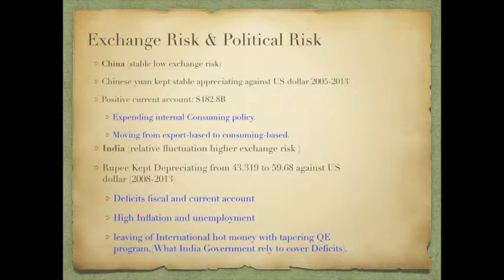And on the other hand, since India's government is relying on international hot money to cover the fiscal account deficit and current account deficit, with a tapering QE program and the leaving of the international hot money, the deficits of the fiscal account and current account will become a growth problem in the future of India. And also on account of the high inflation rate and unemployment rate, there should be a relatively higher exchange risk in India in recent years.